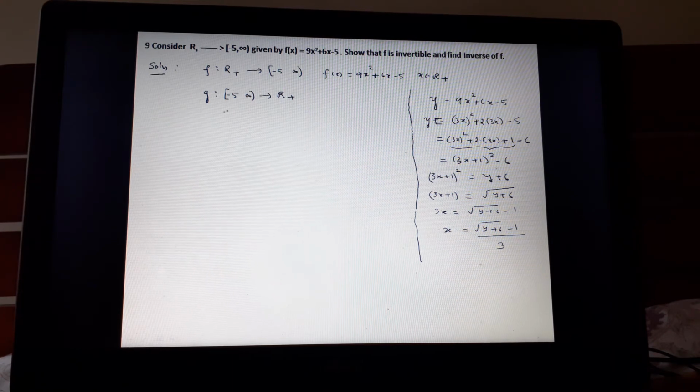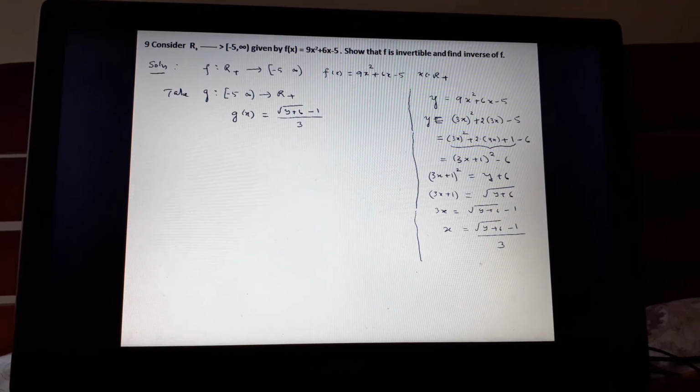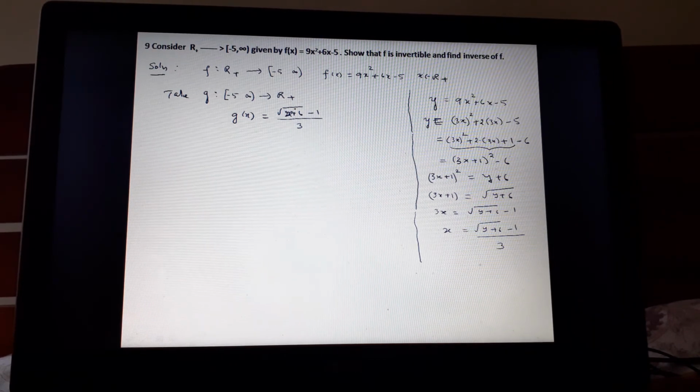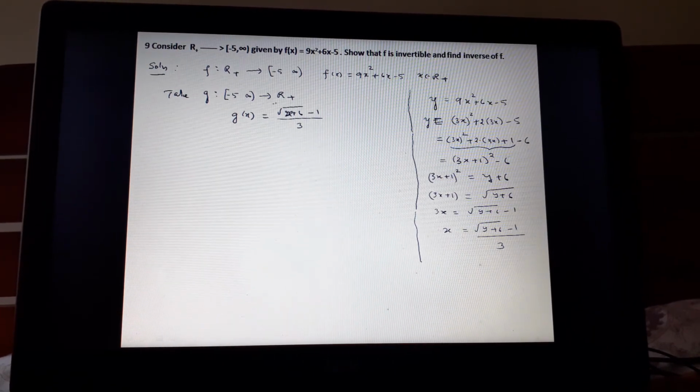Therefore take g from minus 5 to infinity to R plus, g of x equal to, this function, square root of y plus 6, then minus 1 divided by 3. Sorry, this is x, because x means x here. Now what I have to show is this is the required inverse. What is the procedure? I have to show that g of f of x is I and f of g of x is I. That is the method.